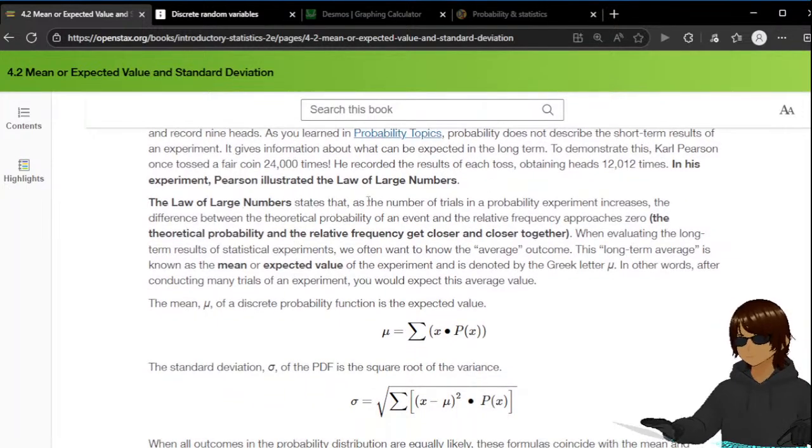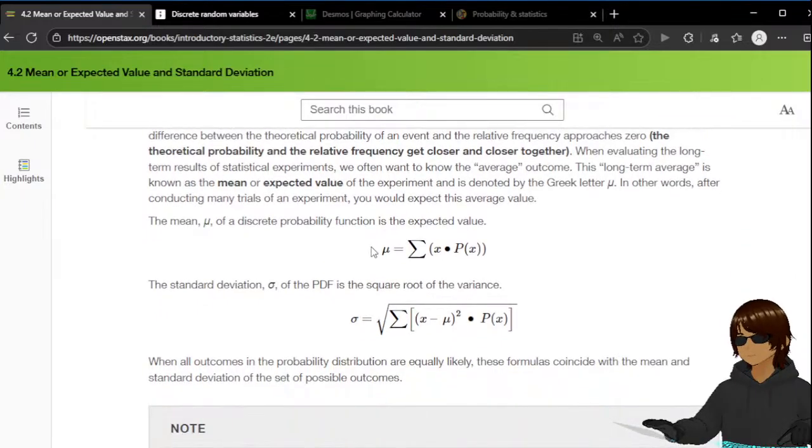The law of large numbers states that as the number of trials in a probability experiment increases, the difference between the theoretical probability of an event and the relative frequency approaches zero. When evaluating long-term results of such statistical experiments, we often want to know the average outcome. This long-term average is known as the mean or expected value of the experiment and is denoted by the Greek letter mu. In other words, after conducting many trials of an experiment, you would expect this average value. The mean mu of a discrete probability function is the expected value. So mu. Oh, I see. I see.